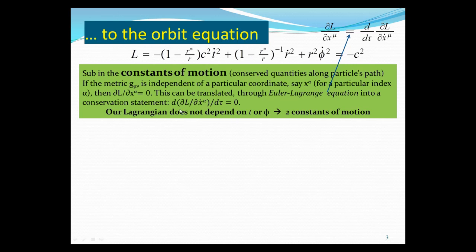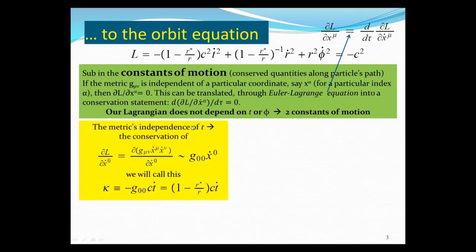Now, our Lagrangian, in our case, does not depend on t or phi. There's t dot, r dot, and phi dot, but there's no t and no phi. So L is independent of t and phi. So there are two constants of motion.